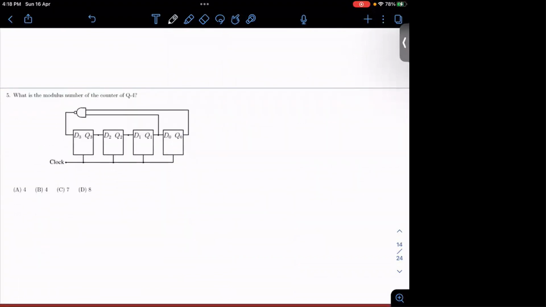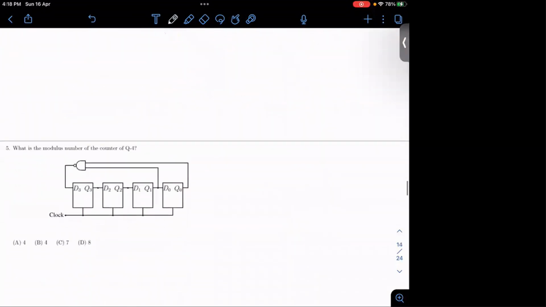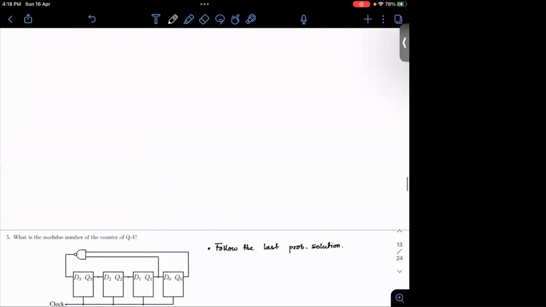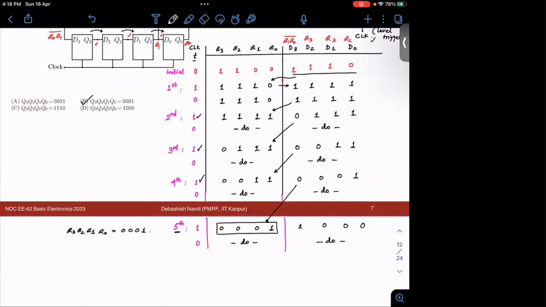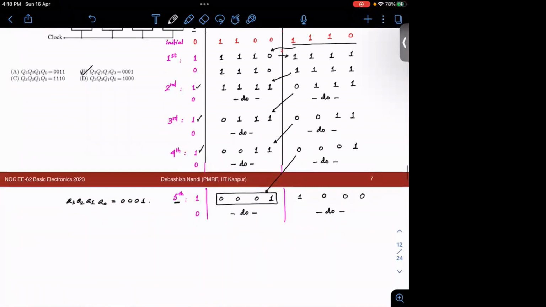Again, they are asking the same thing, but they want us to find the modulus of the counter. Fine. Now follow the last problem's solution. Okay. So we have seen that so far we did not have any repetition, right? We have individual distinct states. What are the states we have found so far? We have this, then this, then this, then this, this, this. So let us continue for some more time.